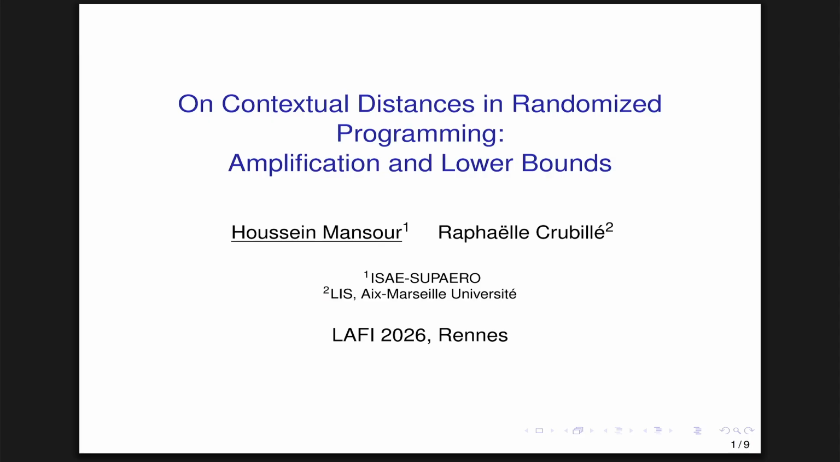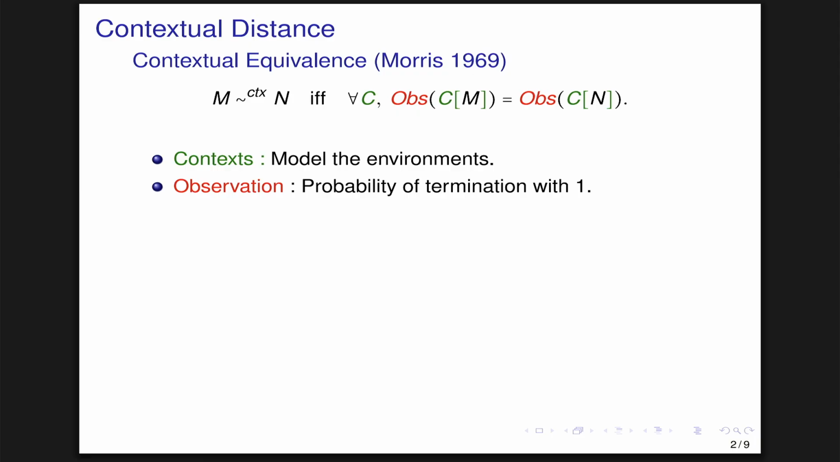So, hello everyone. This is joint work with Raphaëlle Crubillé, and it's about contextual distances between programs in higher-order randomized programming. We consider the notion of contextual equivalence between programs. Two programs M and N are equivalent if and only if, for any context C, we can get the same observation on C of M and C of N.